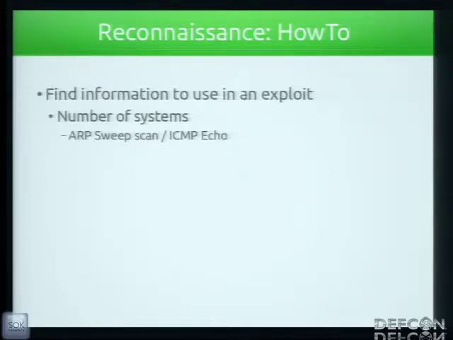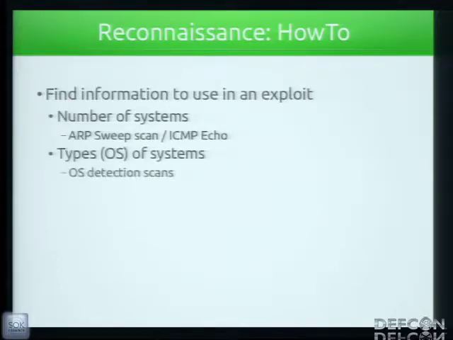And if he answers, he exists. If he doesn't, then maybe he doesn't exist, or maybe he's just on a different segment or something. So ICMP echo is another major one, right? You can send a ping, and if you get an ICMP response back, a pong, then that means he exists. If he doesn't respond, maybe pings are filtered on your network. It could be a number of things, but if he responds, then he's definitely there, right?